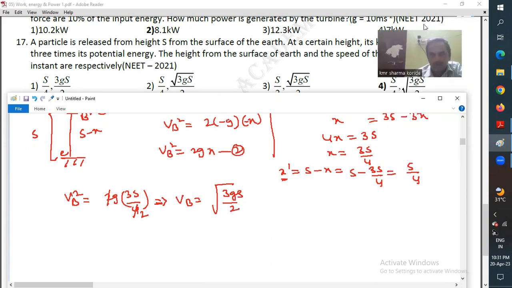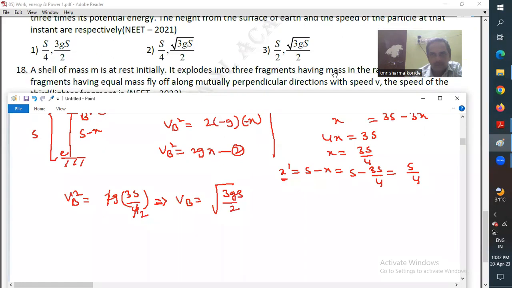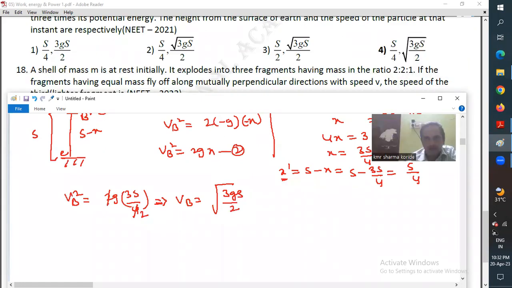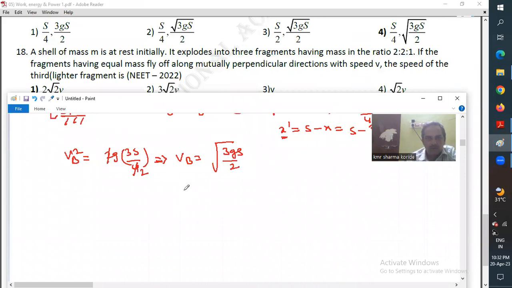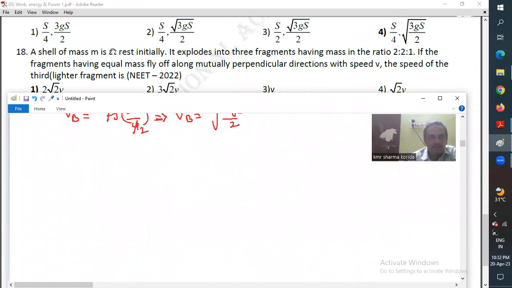Next, moving to the next question. A shell of mass m, at rest initially, explodes into 3 fragments having masses in the ratio. So let us say m1 is 2m, m2 is also 2m, m3 is m.